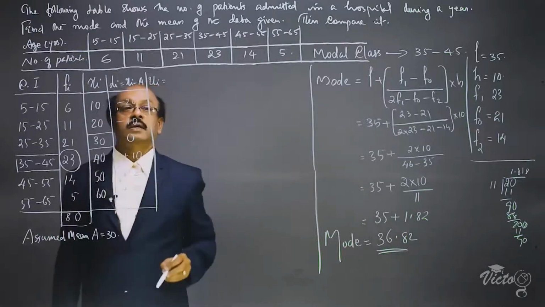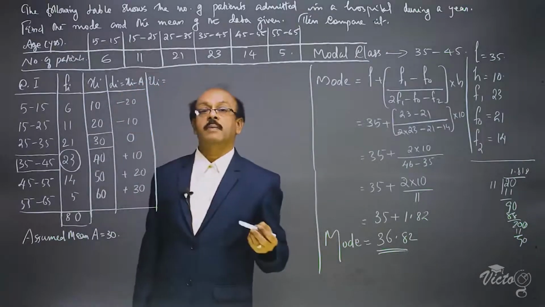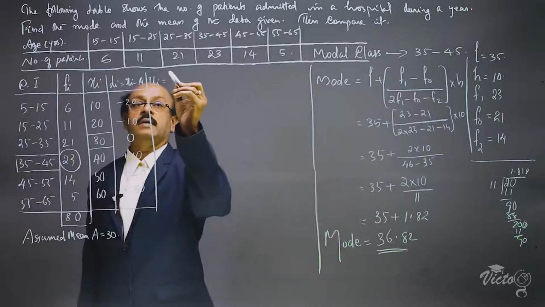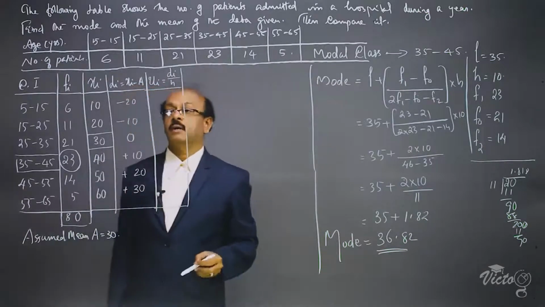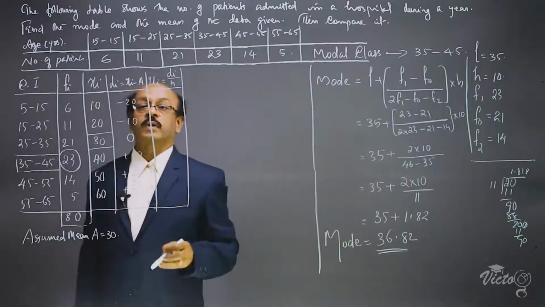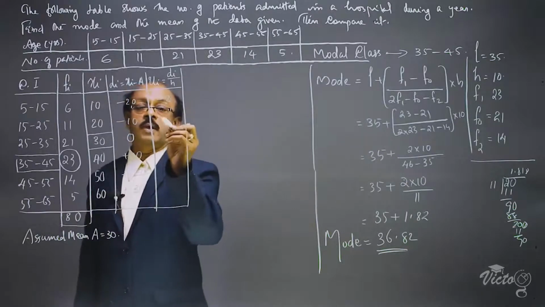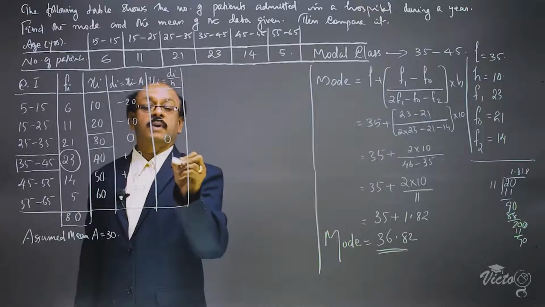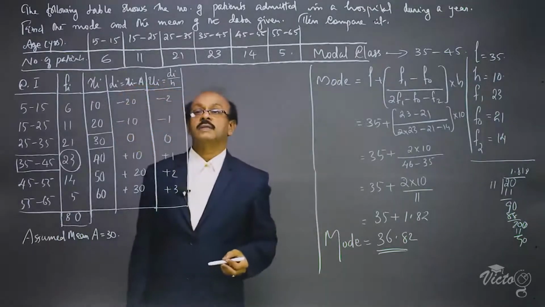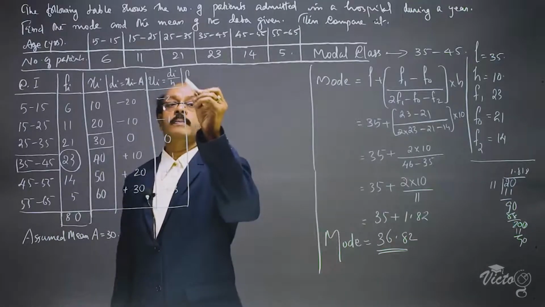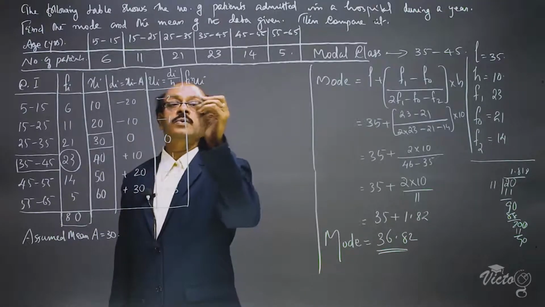Next column is ui. We are obtaining ui by dividing di by h. Minus 20 divided by 10, because 10 is the size of the class, is equal to minus 2, minus 1, 0, plus 1, plus 2 and plus 3. Next column is fi into ui.